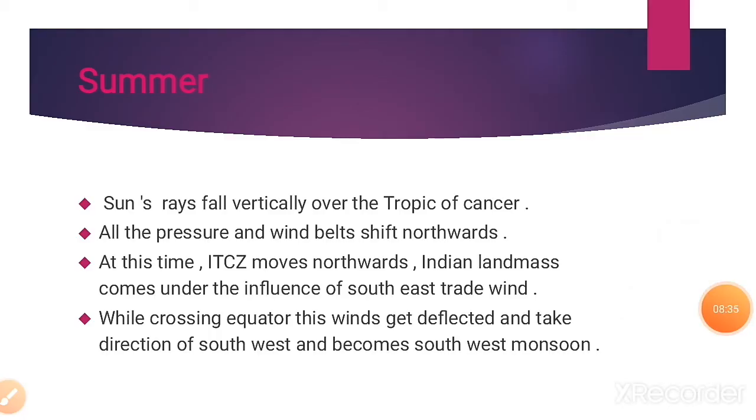Now I hope you all understood what is ITCZ. So in the summer, this ITCZ moves northward. Indian landmass comes under the influence of southeast trade wind. While crossing the equator, these winds get deflected and take the direction of southwest and become the southwest monsoon.